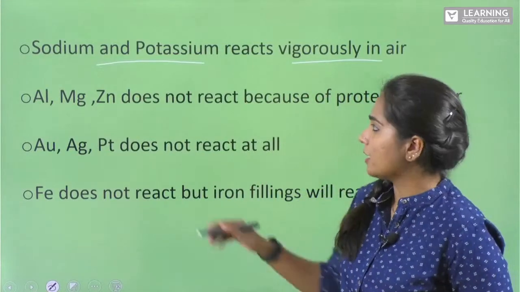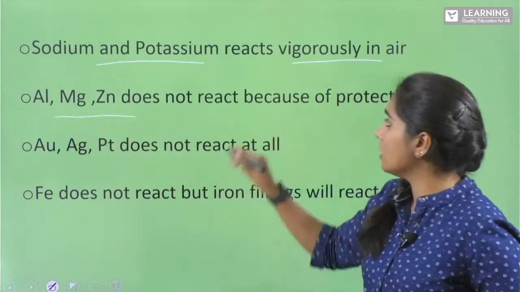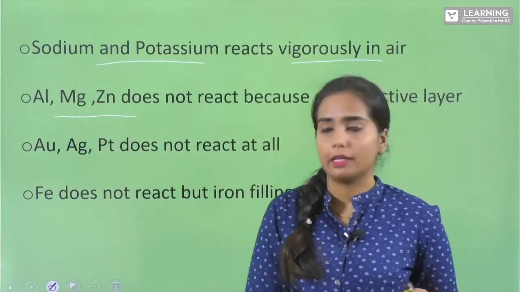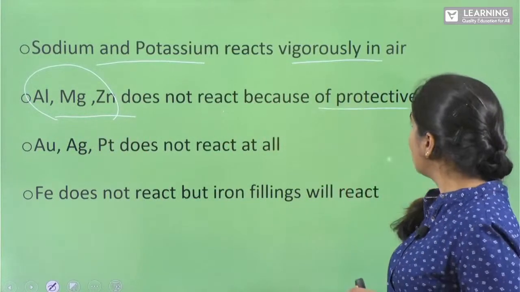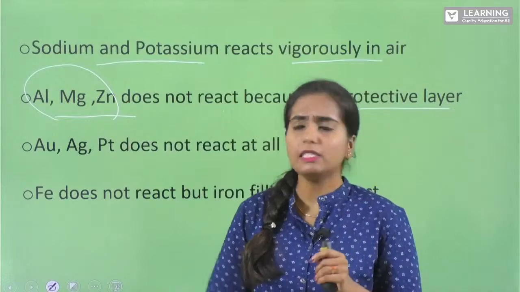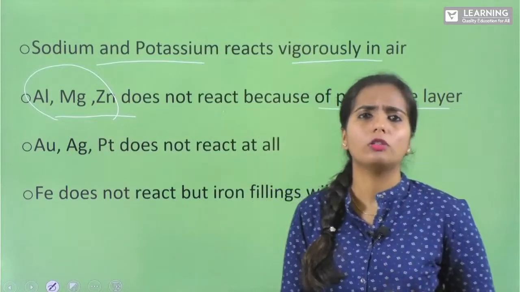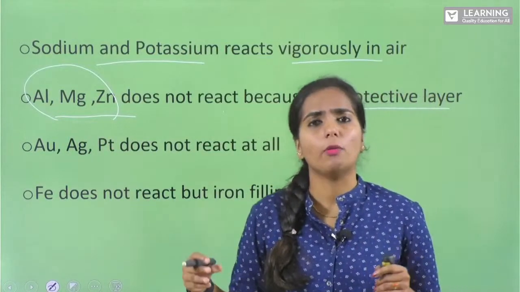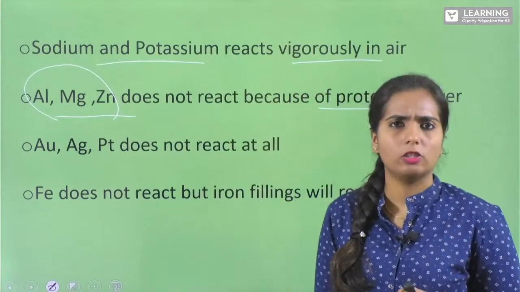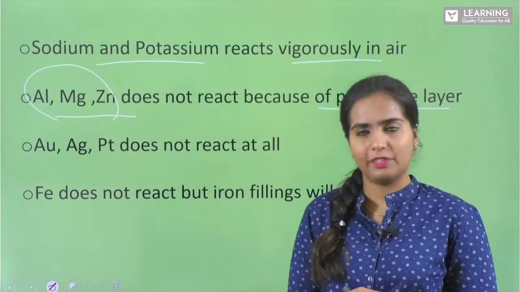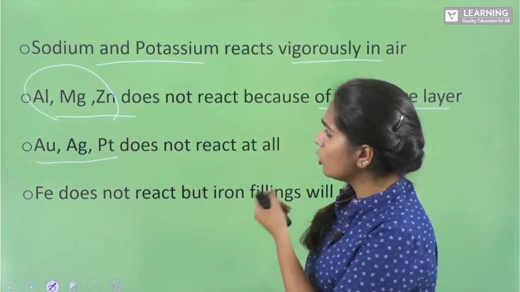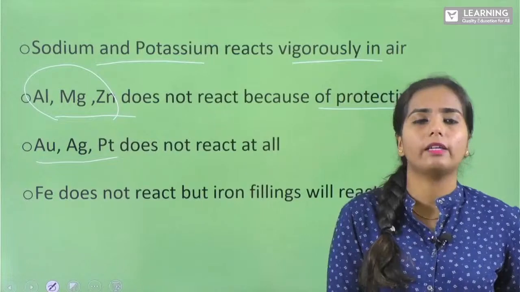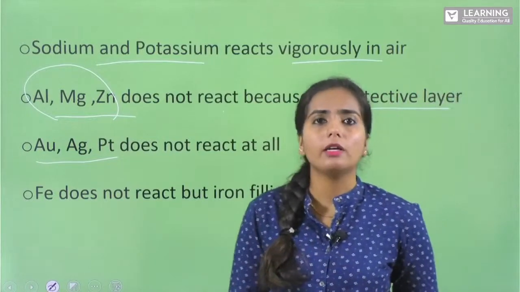Next, aluminium, magnesium and zinc do not react with air because of a protective layer. These three have a protective layer on them. A layer is formed that will not allow the reaction with air to happen, right? Then coming to silver, gold and platinum, they do not react at all. They will not react with air.